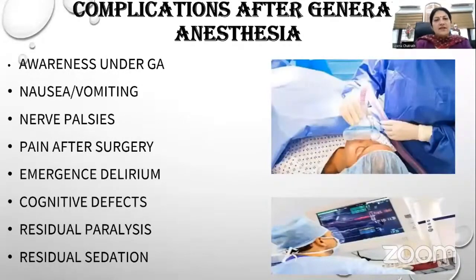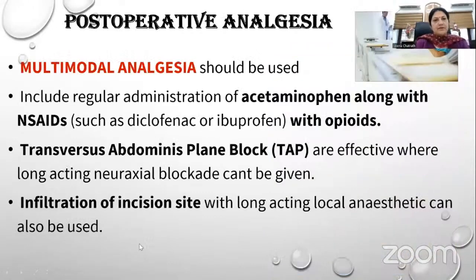Complications after general anesthesia include awareness under GA, nausea and vomiting, nerve palsies, pain after surgery and emergence delirium. Patients may also have cognitive deficits, residual neuromuscular paralysis and residual sedation.